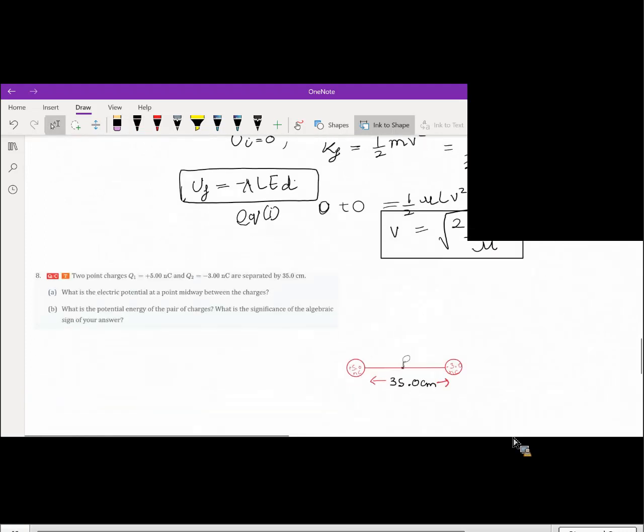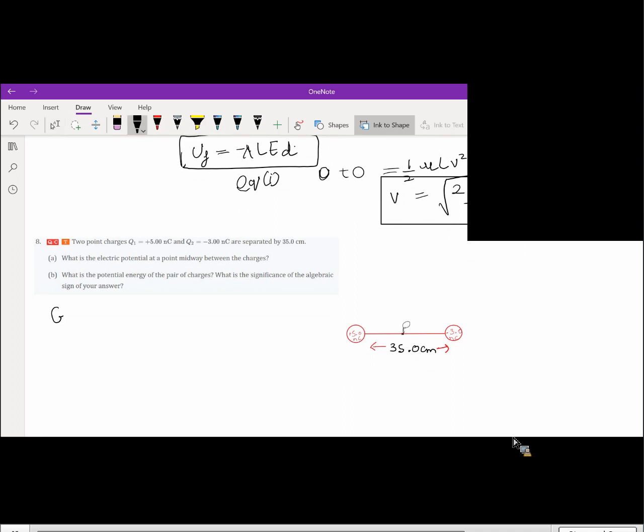Let's move on to our sixth question. Very easy one indeed. So here we are given 2 point charges, Q1 and Q2, separated by 35 centimeters. As you can see in my little drawing, there are 2 charges, plus 5 nanocoulomb and minus 3 nanocoulomb, separated by 35.0 centimeters.